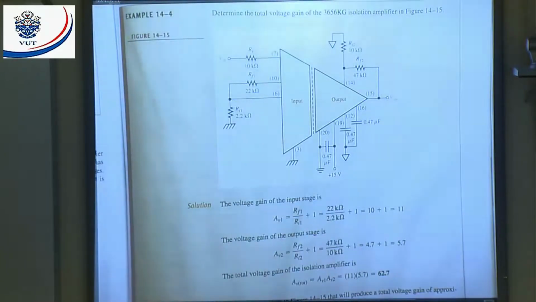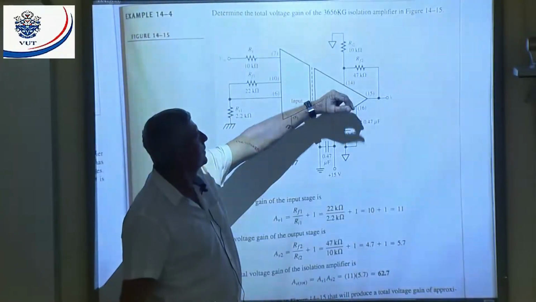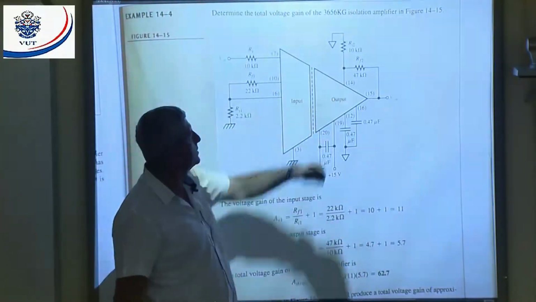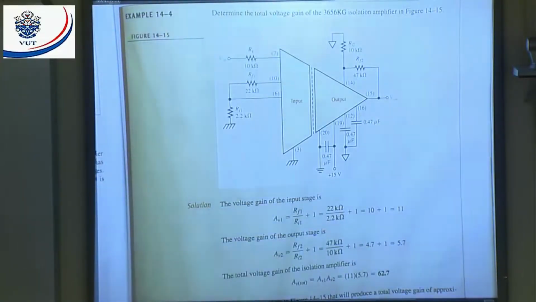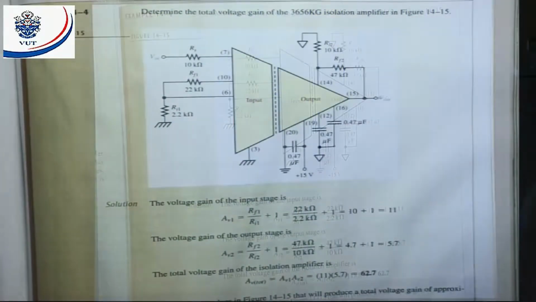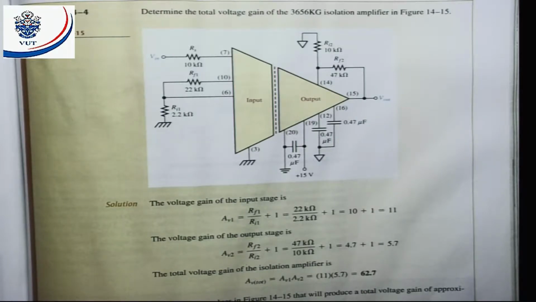That will give me 10 plus 1, a gain of 11 for my first stage. AV2: RF2 is 47K and Rin2 is 10K. That means 47K divided by 10K will give me 4.7 plus 1, which is 5.7. That means my overall gain, or total gain, will be AV1 times AV2, and that will give me 62.7. All right. Any questions?